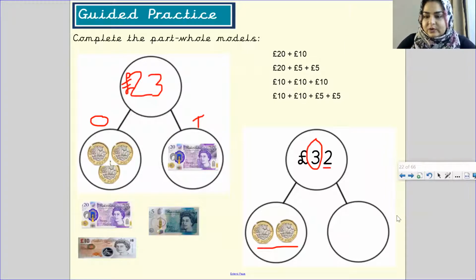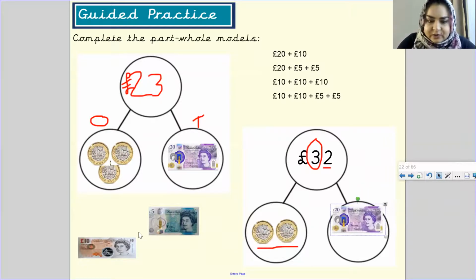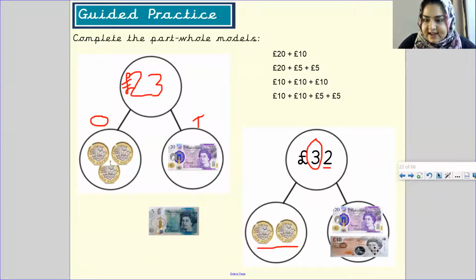So you could choose one way that you can make 30. I'm going to choose the easiest way with the least amount of notes, which is 20 and then 10, which makes 30. So now I'm going to count my money. First, I'm going to count my tens, then my ones. So 20, 30, 31, 32. So now this is how I use the part-whole model to make up the amount that is here.